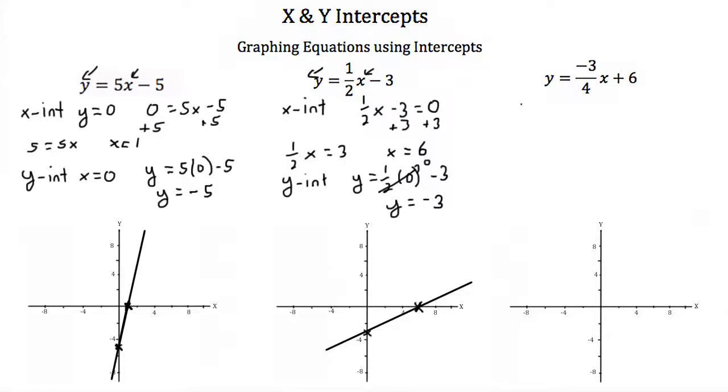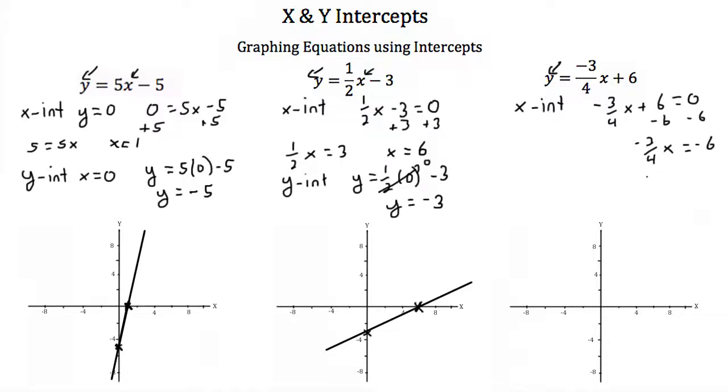Let's do this last example. y is equal to negative 3/4 x plus 6. So once again, let's find our x-intercept, which is when y is equal to 0. So you're going to get negative 3/4 x plus 6 is equal to 0. Move the 6 over, so you get negative 3/4 x is equal to negative 6.